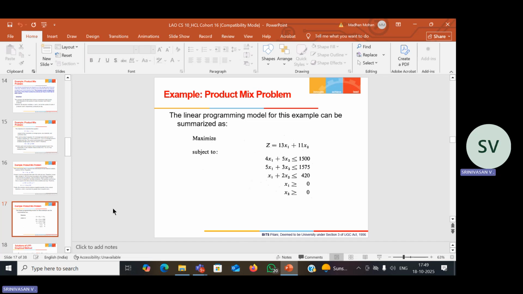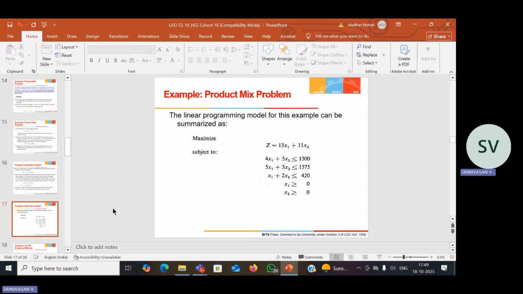x1 plus 2x2 less than or equal to 420. x1 greater than or equal to 0, x2 greater than or equal to 0. Again, here you may have one doubt. Sir, it is given separately, x1 greater than or equal to 0, x2 greater than or equal to 0. Normally, we write all those decision variables in one step only: x1, x2 greater than or equal to 0. That's enough to emphasize the non-negativity of the decision variables.